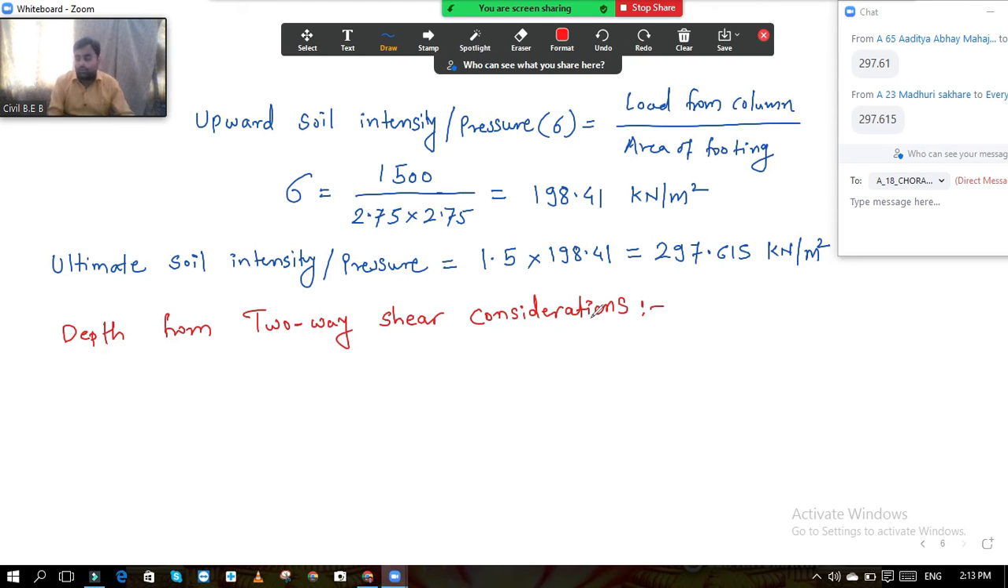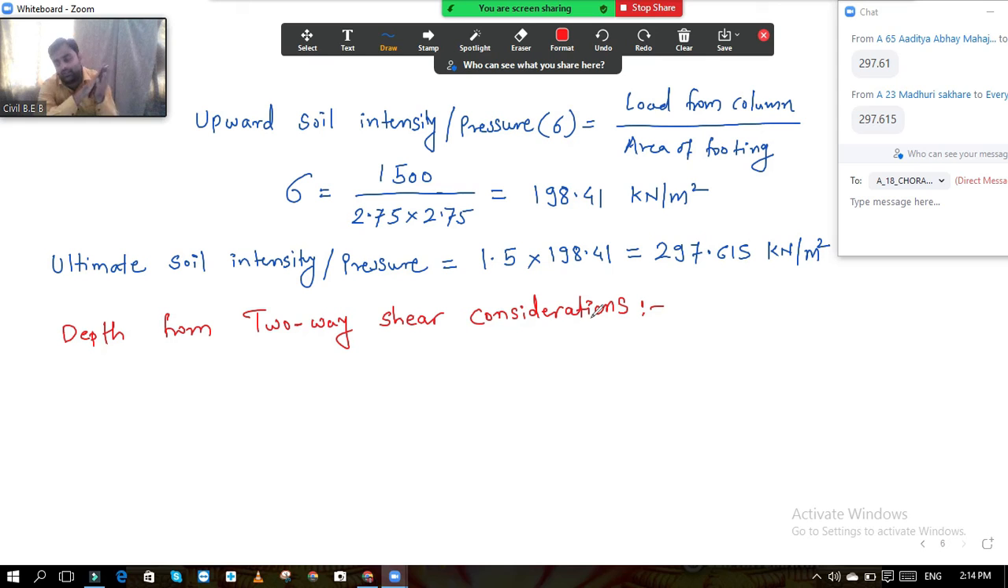Okay. Now what is the two-way shear? Now I will explain this concept. Two-way shear is also called punching shear. Remember the name; in MCQs it may be required sometimes. Two-way shear and punching shear are two names of the same concept. Okay. Now, depth from two-way shear consideration.